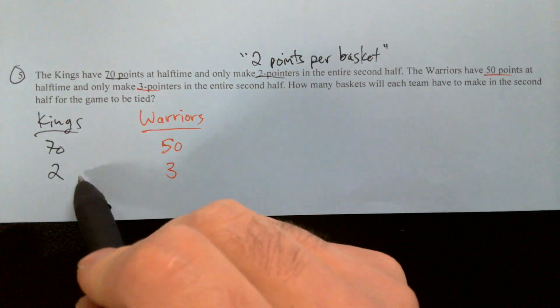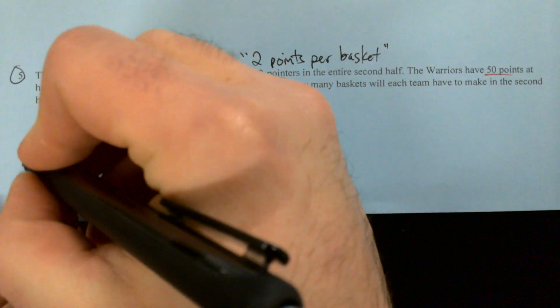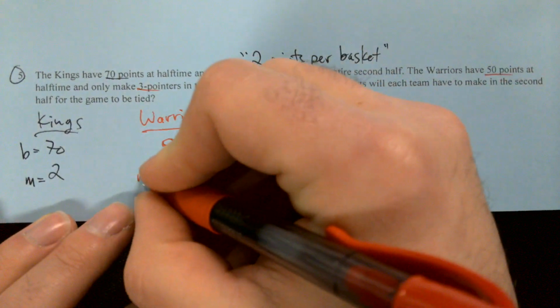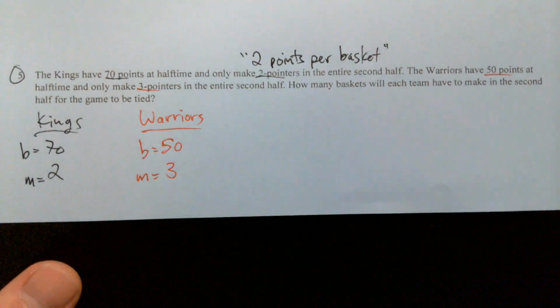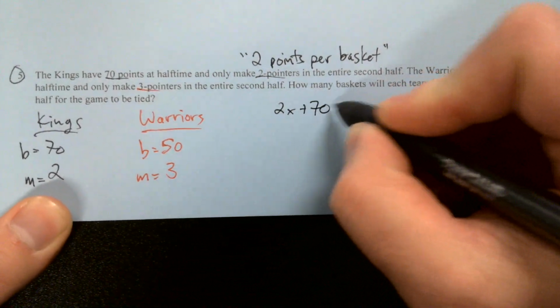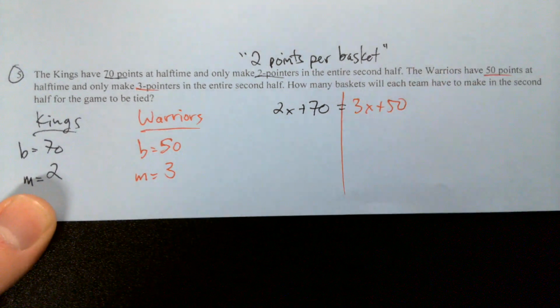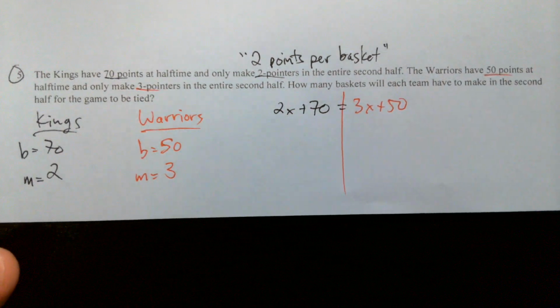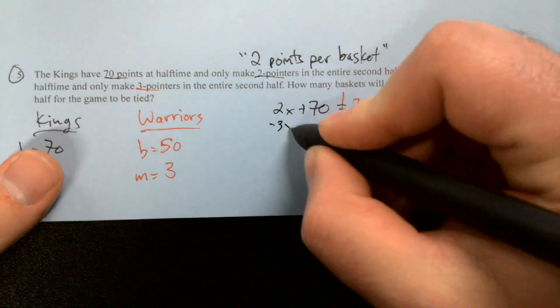Which means 2 is going to be my M or my B? My M. My initial value, or where we're starting, is at 70 points, because that's how much we scored in the first half. I could write the equation 2x plus 70 equals 3x plus 50. What do I want to do first? Subtract 3x from both sides.